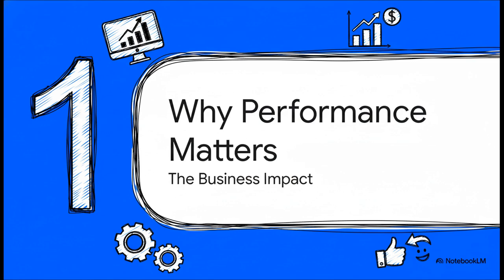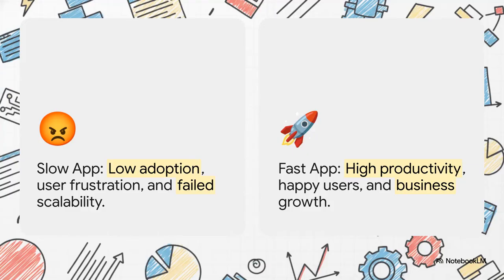Well, because LWC performance isn't just some technical detail for developers to worry about. It has a real, measurable impact on the business. I mean, just look at this. It really spells it out, doesn't it? A slow app, that's a one-way ticket to users getting frustrated, refusing to adopt the tool, and the whole thing failing to scale. But a fast app, that's where you get happy users, high productivity, and actual business growth. It's a no-brainer which side you want to be on.